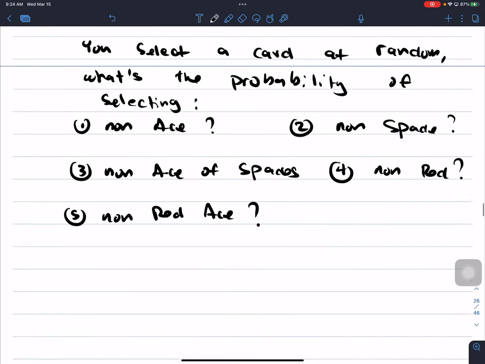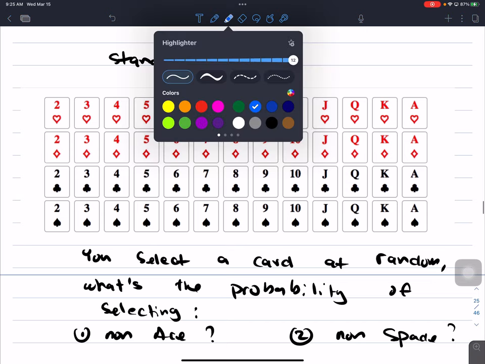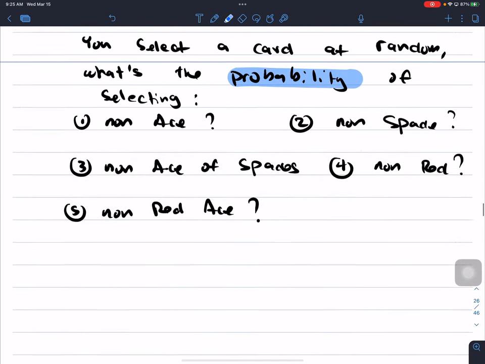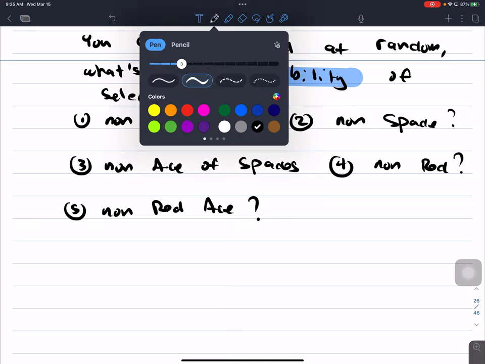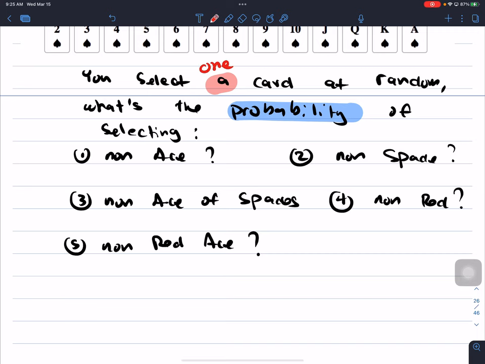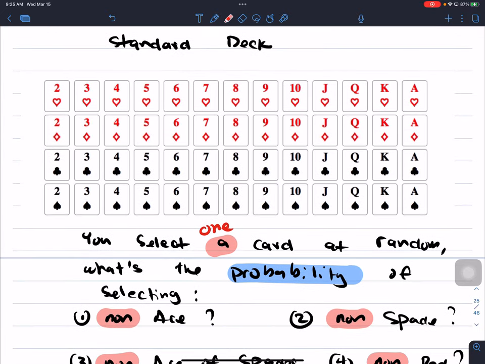So by now, you guys should have this picture in your notes. Is that right? And then now, they're asking you again probability questions. You say, how do I know, because it says it, what's the probability? How many cards are you selecting again? A, what does that mean? One. And what's this word? Non-ace, non-spade, non-ace of spades, non-red card, non-red aces here. Okay, you guys okay with that?